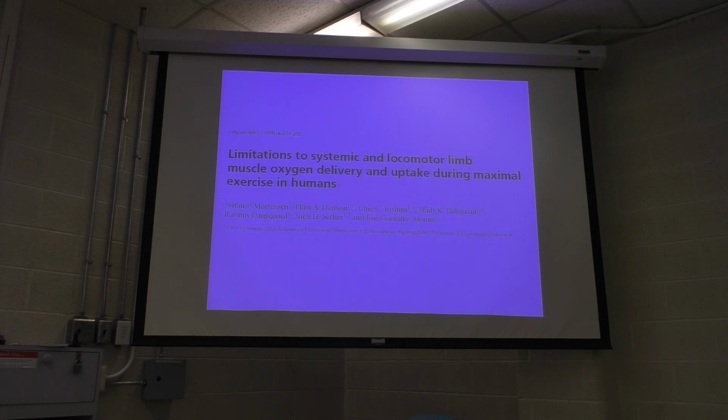Okay, sorry, really tired. So here's a nice JPhys paper. If you ever come across a JPhys paper, this is a premier journal in physiology, so you can always be happy that this is going to be good. From 2005: limitations to systemic and locomotor limb muscle oxygen delivery. By locomotor, we mean active, obviously in humans, the ones that let you move around. So basically, systemic and local oxygen delivery and uptake during max exercise.